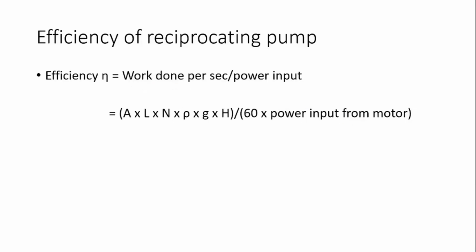Now what about the efficiency of the pump? Efficiency is equal to output divided by power input. The work done by the pump is the output, which we have already discussed, ALN rho gH by 60, divided by the power input from the motor, which can be expressed in watts. So power output by the pump divided by power input from the motor will give you the efficiency eta.